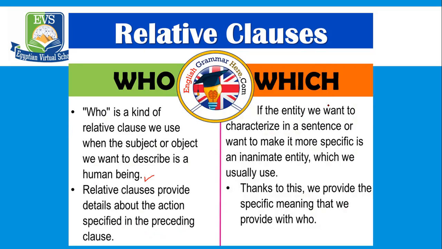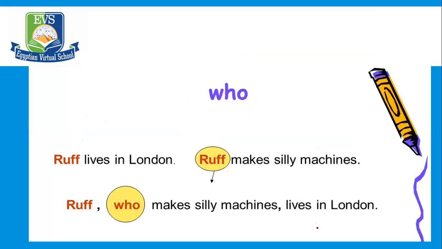Using which, if the entity we want to characterize in a sentence or want to make more specific is an inanimate entity, which we usually use. We also refer to something or to an animal to give more description, to identify and give more details. We provide the specific meaning that we provide with who, the same idea and usage for who.